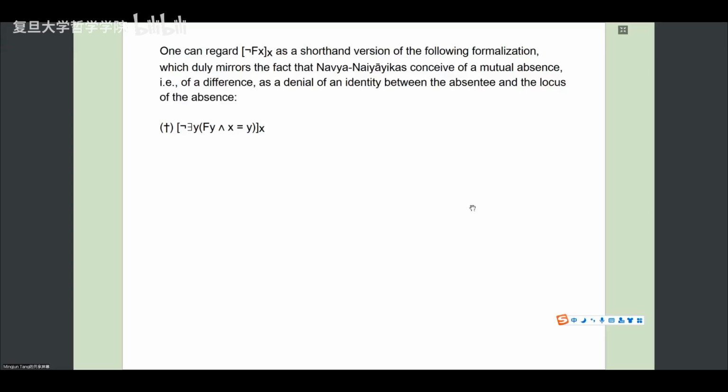It's also obvious. But if we use this more complicated version, it's clear that a difference is somehow a negation of an identity. Because if we read it, we get being an x such that x is not identical to any F. Yeah. Okay. So this makes it clear. This is also a kind of support for my formulation, because Navya-Nayakas say that such a difference is the denial of an identity. And we can see it clearly here. Then we can take the next slide.